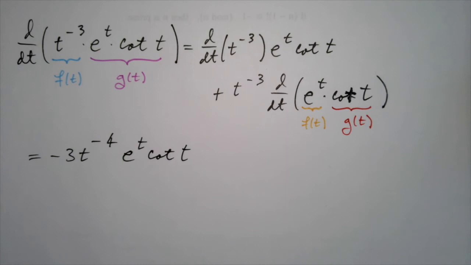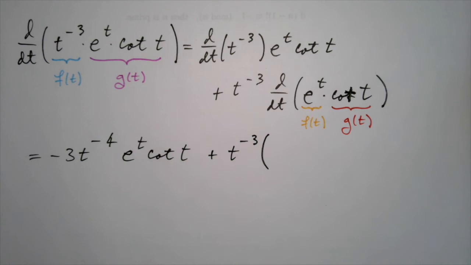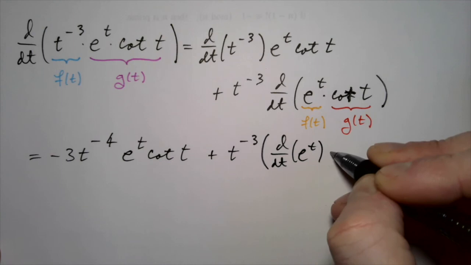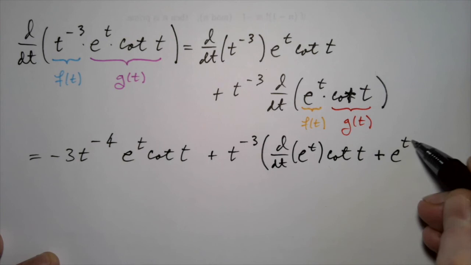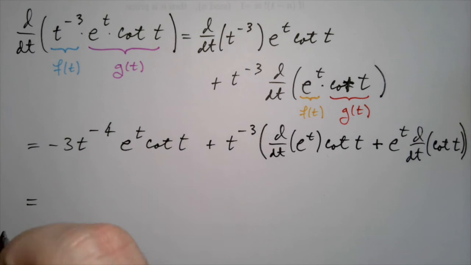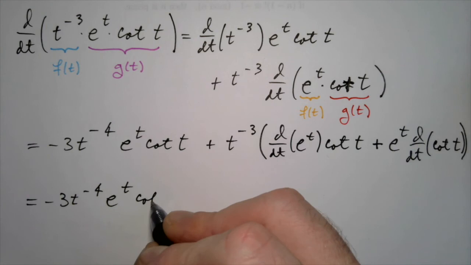Next up, we have t to the minus 3 times the derivative of e to the t times cotangent of t. So we're going to apply the product rule again. We get the derivative of the first times the second plus the first times the derivative of the second. That's the product rule. Okay. Continuing onward, I'm just going to leave that first piece the same. Nothing we can really do.